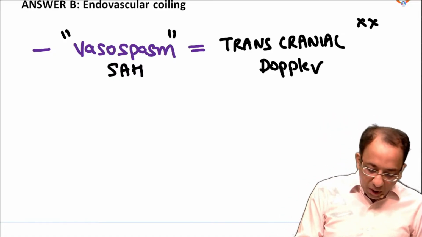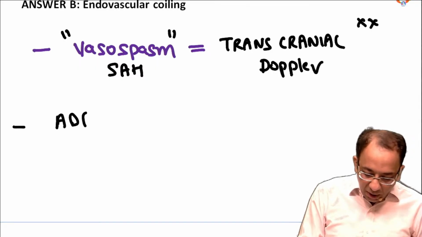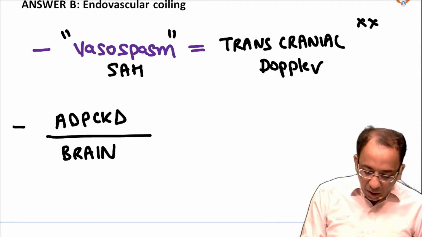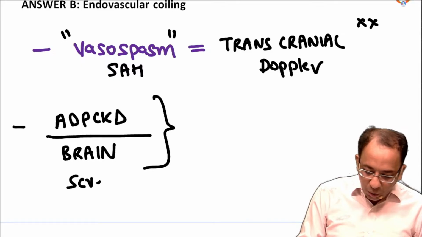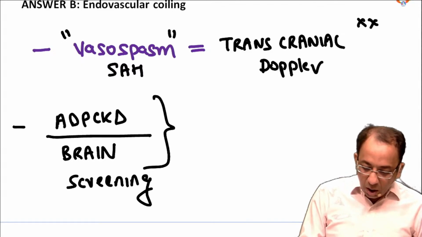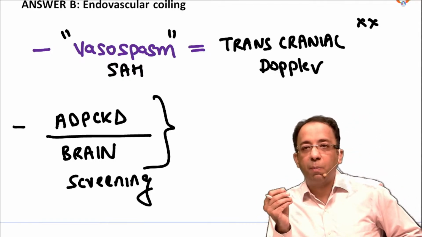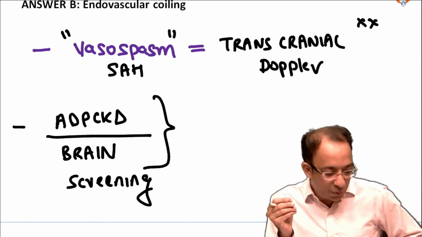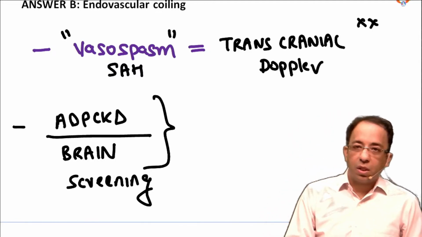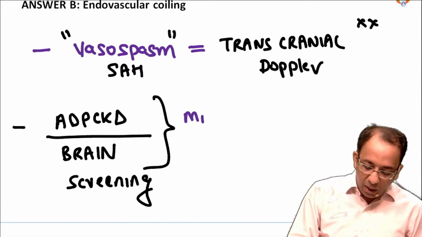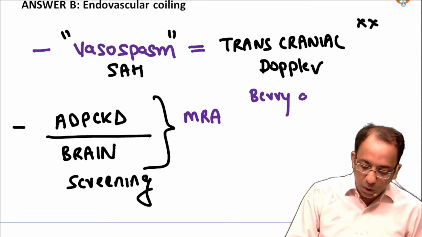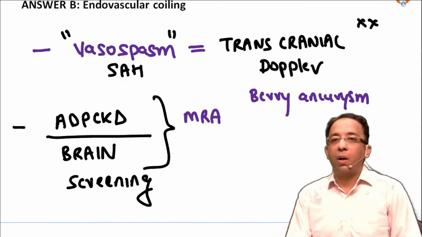Also, another question that I feel that they can ask is ADPCKD. What investigation will you do in the brain in patients of ADPCKD to screen? How will you do the brain screening in a patient with autosomal dominant polycystic kidney disease? So we know patients with ADPCKD can have aneurysms. So you need to do screening with MR angiogram to look for associated berry aneurysms.